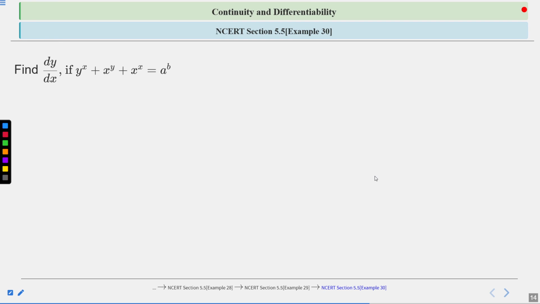So now in NCERT section 5.5 example 30, we have to find dy by dx if y to the power x plus x to the power y plus x to the power x is equal to a to the power b. Right, again this is of the form u(x) to the power v(x). We have three terms and all three are of this form. So what can we do? We will again take logarithm both the sides, and after that we will try to differentiate, right? Okay, you have 1 minute 20 seconds to solve or think about this question. After that we will move to a solution part, right?